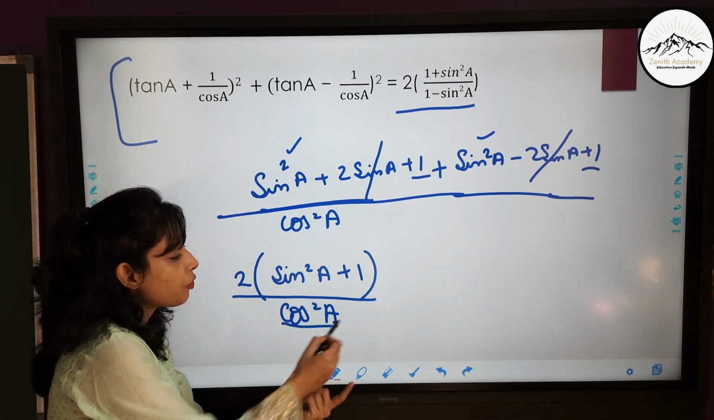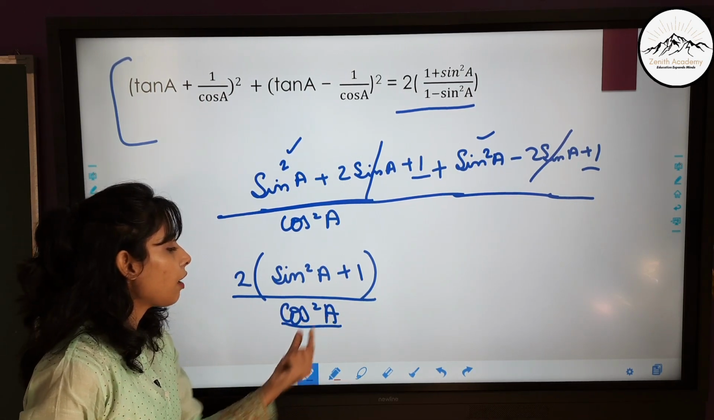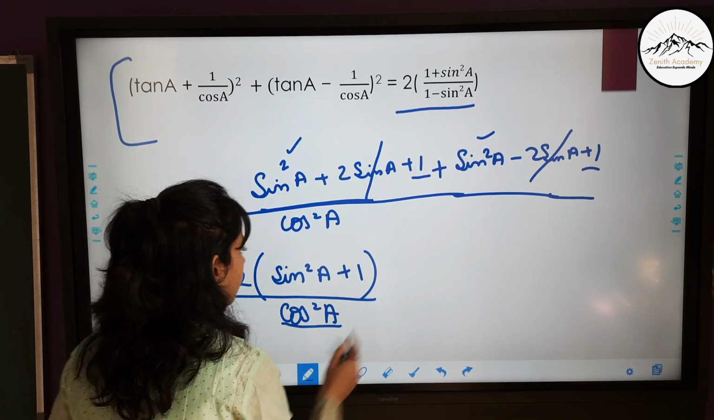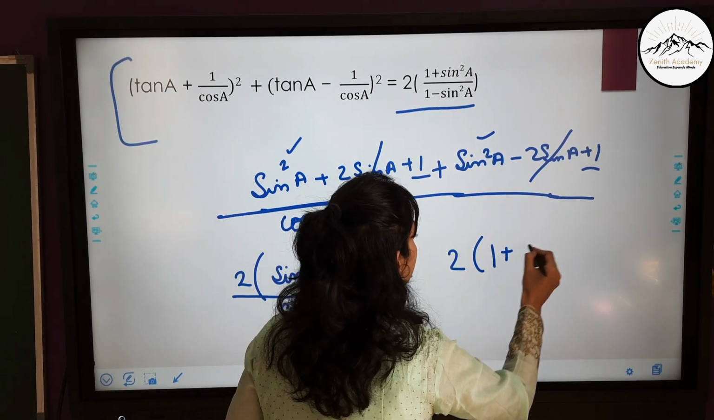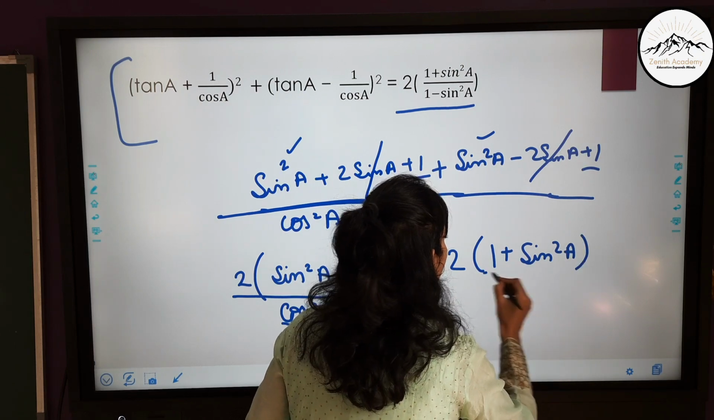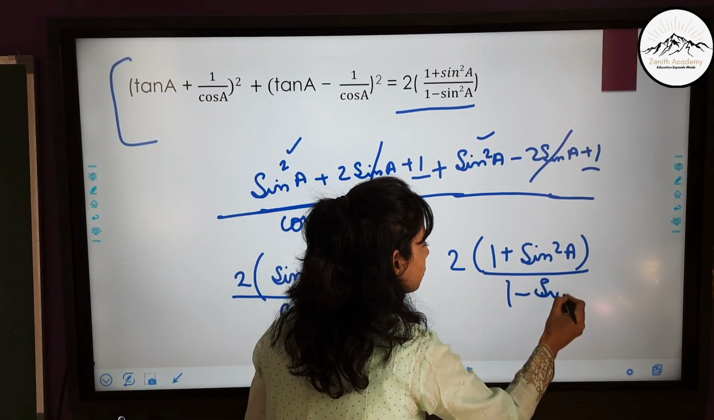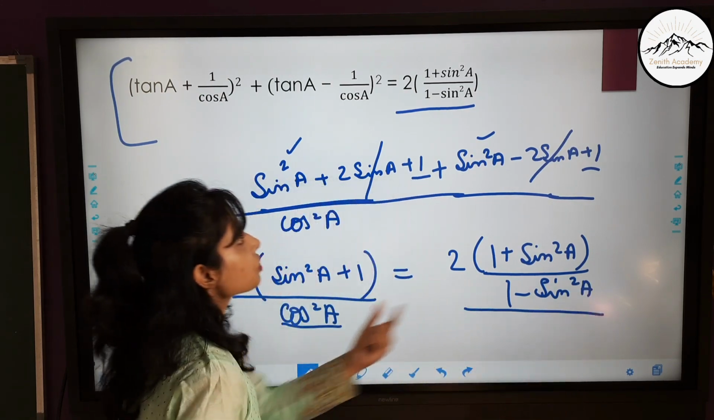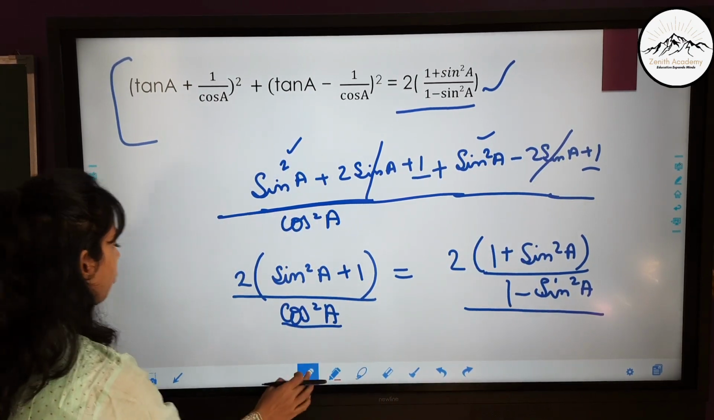Now what can we write for cos square A? Sine square A plus cos square A is equal to 1, so we can write this as 1 minus sine square A. So 1 plus sine square A upon cos square A can be written as 1 minus sine square A, and this is what our RHS is. Easy? Let's move on.